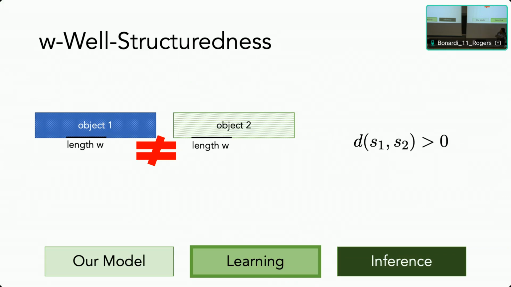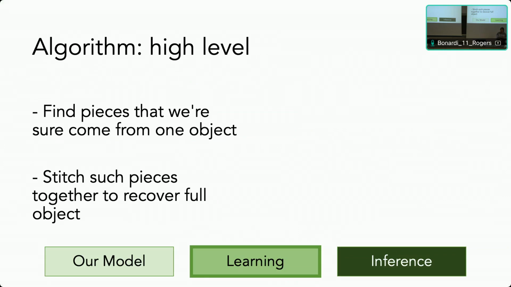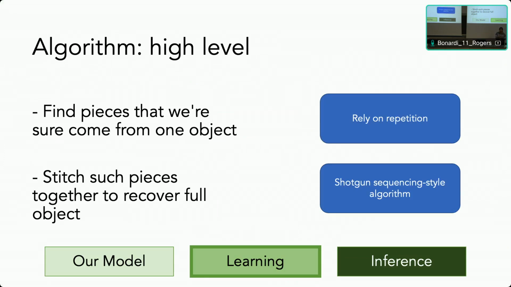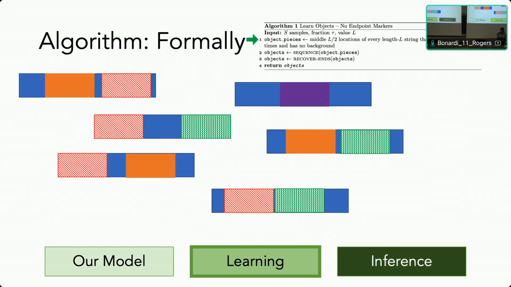Really what we're saying is that the Hamming distance between any two substrings of length W is at least 0. Okay, so at a high level, the algorithm is going to first find pieces of objects in the images that we're certain come from a single object, and then stitch these pieces together to recover the full object. For the first part, we're going to rely on repetition. If we see something a lot of times, it's likely to come from a single object. And for the second part, we're going to rely on shotgun sequencing style algorithms that are adapted from the computational biology literature.